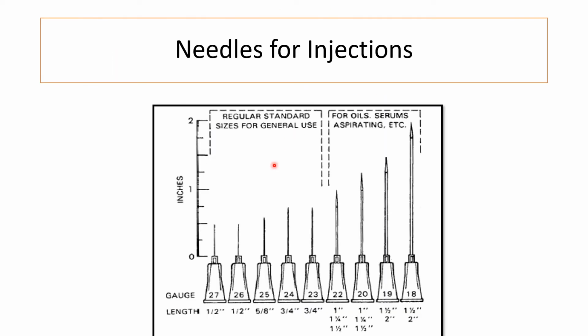You must know your needles. Your needle has two parameters to know. One is the length of the needle, that is measured in inches, and one is the diameter of the needle, the internal diameter. The diameter of the needle is called gauge and is abbreviated with the letter G. The diameter of the needle is inverse to the number that identifies this diameter, so the higher the number, the thinner the needle. The length is, as I said, measured in inches.